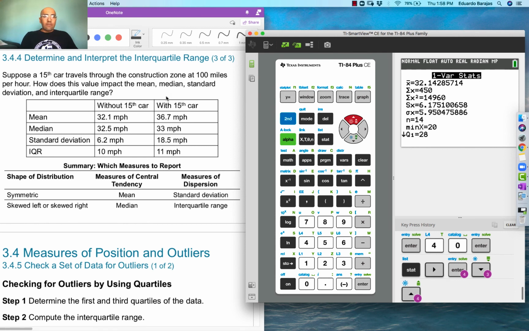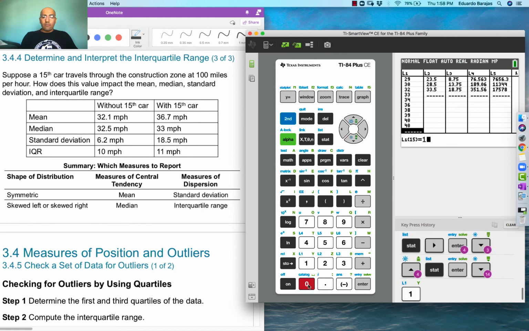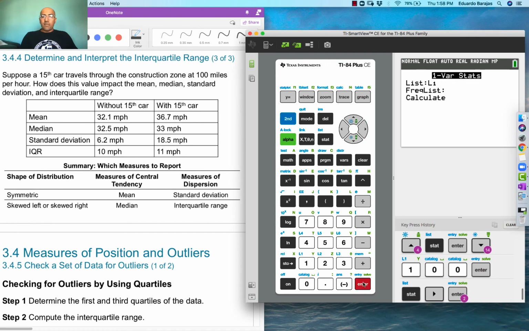Okay, so now let's confirm what happens if we toss in one more car that was traveling at 100 miles per hour, and how all these characteristics change. Let's go back to our list, edit, and come down at the very bottom and add one more value, 100. Enter. Then I'm going to go to stat, calculate, one variable statistics, enter, enter, enter, and there we go.